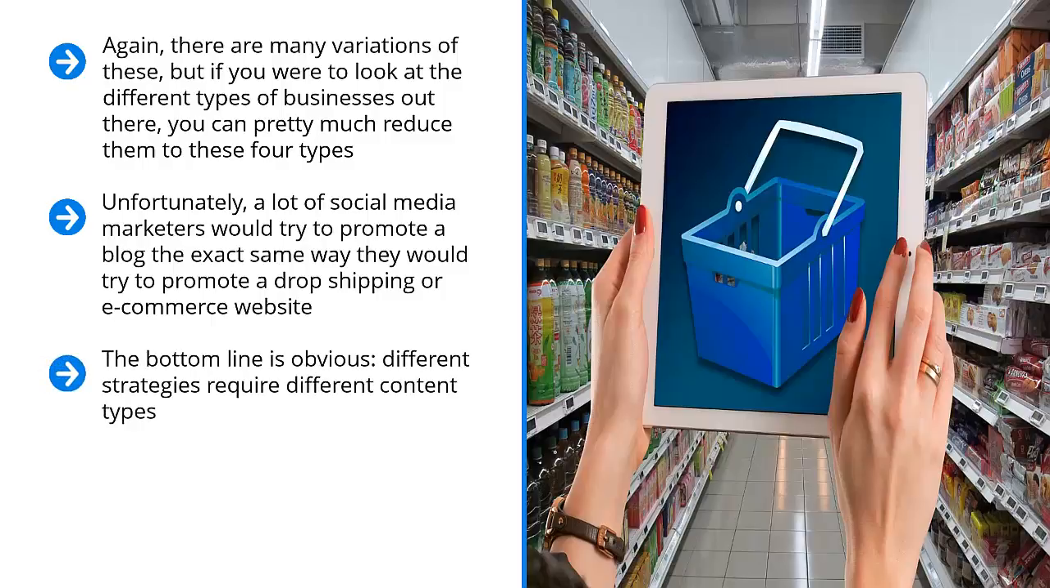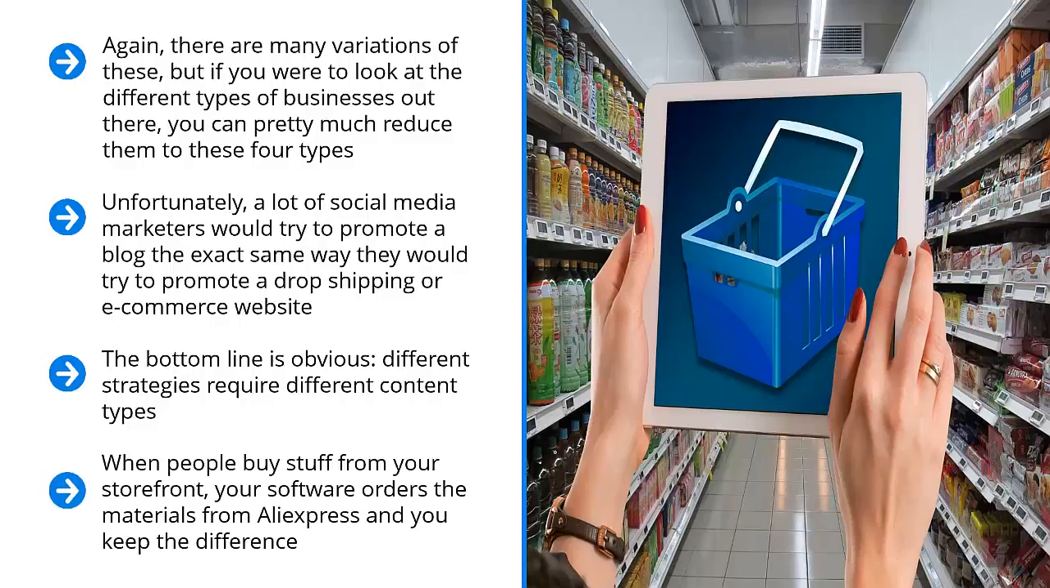The bottom line is obvious. Different strategies require different content types. You must start with the type of online entity you are promoting. Are you promoting a blog? Do you have a website that uses a lot of articles? Do people contribute content? Well, you have a publishing website. Do you have a dropshipping online store? Maybe you built it with Shopify and you use Oberlo to get products from AliExpress. When people buy stuff from your storefront, your software orders the materials from AliExpress and you keep the difference. Maybe you sell from your own inventory. It doesn't really matter. You run an e-commerce website.